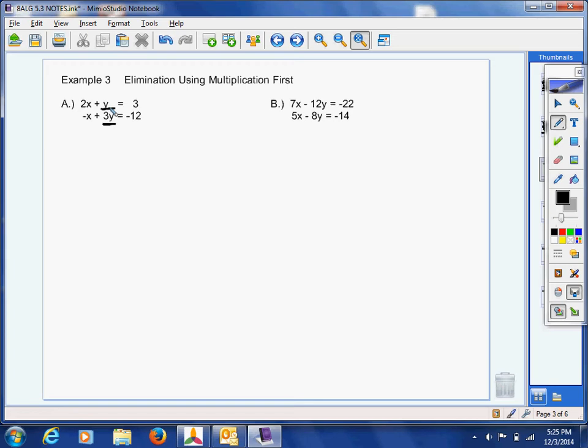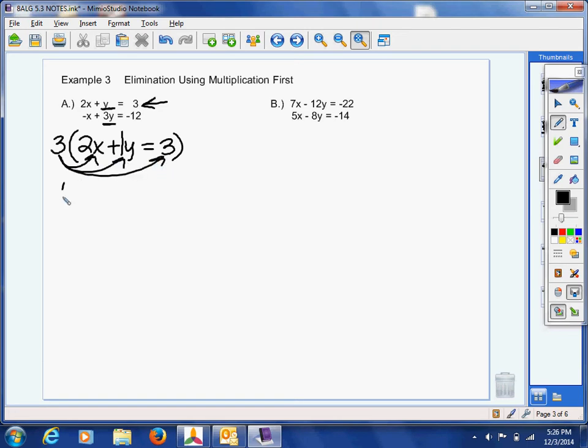You're exactly right. So I want to make it so that this top equation has 3y in it. The only way to do that is to multiply that entire equation by 3. Now, why is that? Well, what's 3 times 1? Remember, the y has an understood 1 in front of it. 3 times 1 will give me the 3 that I'm seeking. Okay? So let's distribute.